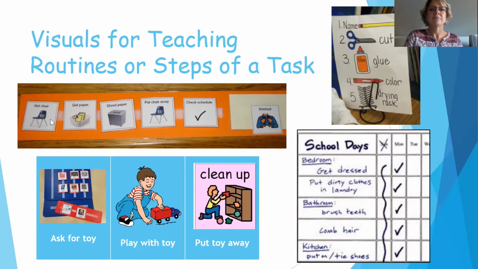All right, here's a routine for shredding paper. On this routine strip, once they are done, the first one is get chair. They'll put that cue over here to the finished pocket. And then they'll do the next step, get paper, put the cue over to the finished pocket. All right, and they do that each step of the way.